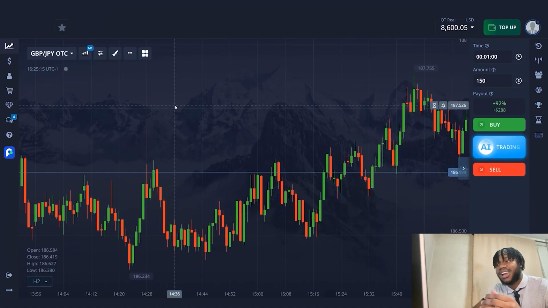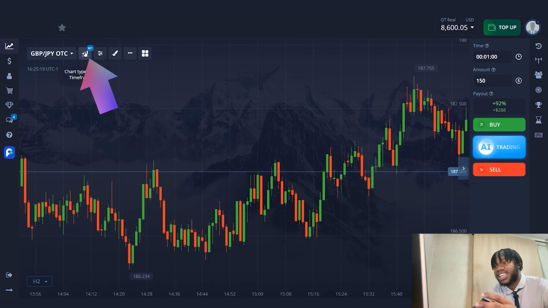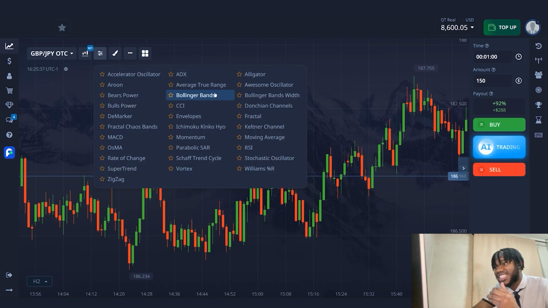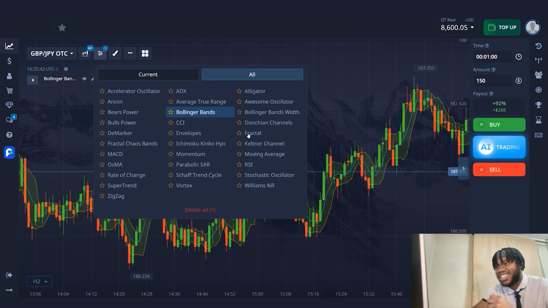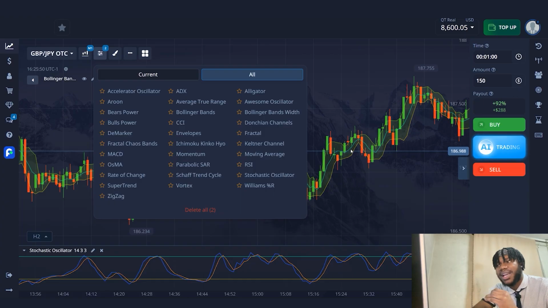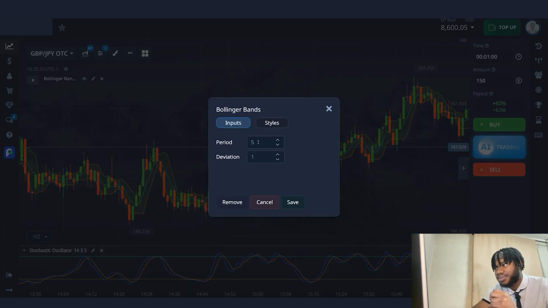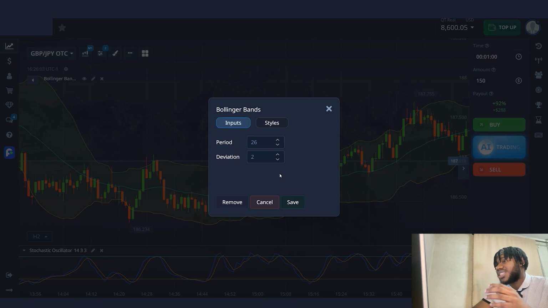Let's set up your account for work. In this strategy, I use the candlestick chart type. The time frame is 1 minute. Now let's go to the indicators section and select a Bollinger Bands and stochastic oscillator. For the Bollinger Bands indicator, I will set the period to 26 and the deviation to 2. I'm not going to change anything in the indicator style settings. You can choose the line colors at your discretion.